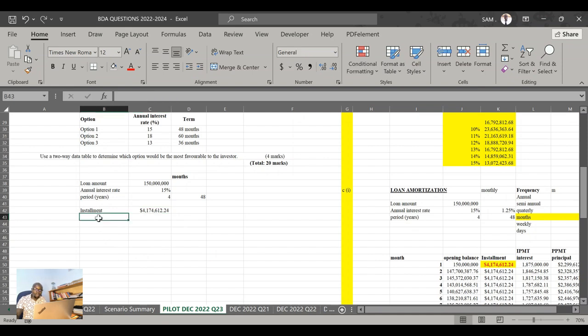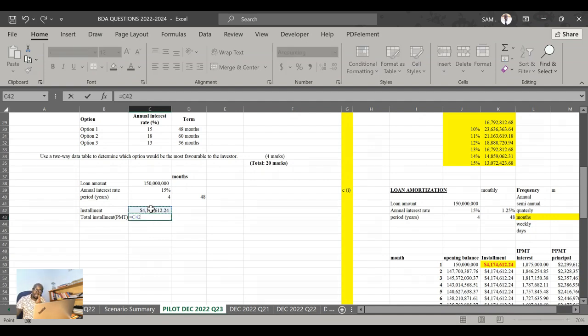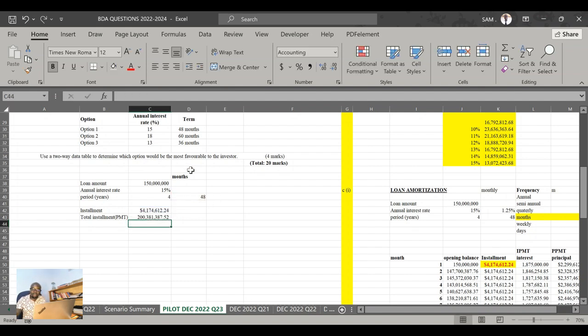Now, how much is the total payment that we are going to make at the end of the 48 months? For the total payment, we pick the installment we pay per month, then we multiply by the number of months, which in this case is 48 months. And you can see that at the end of the 48 months, as an investor, you're going to pay back a total of 200 million with these other hundreds on top of it.